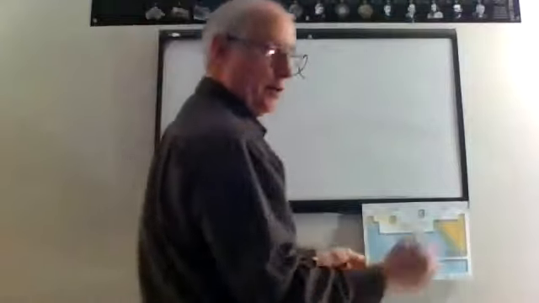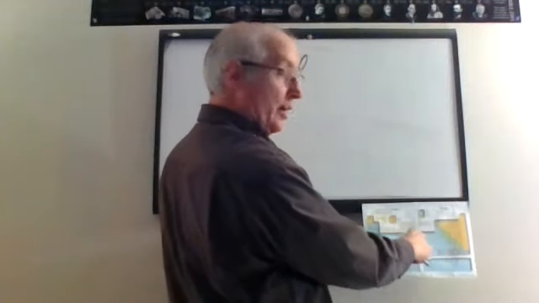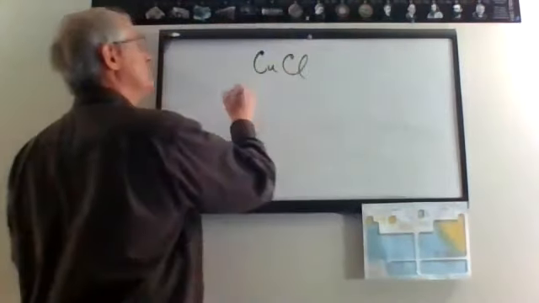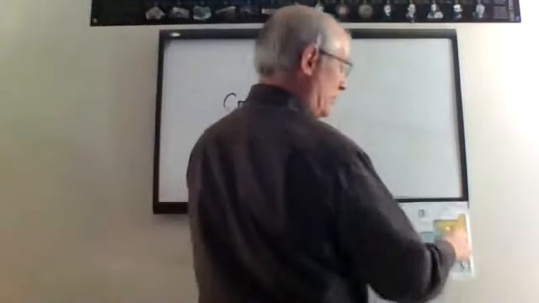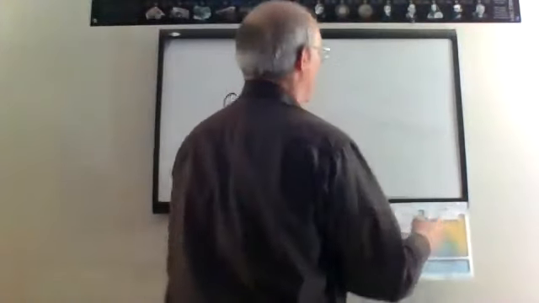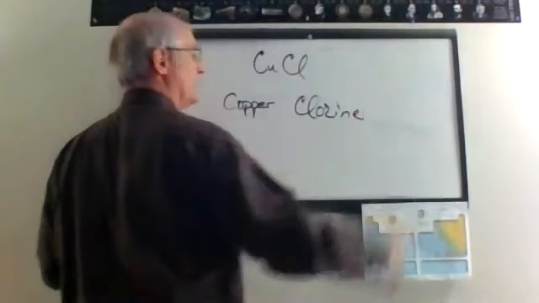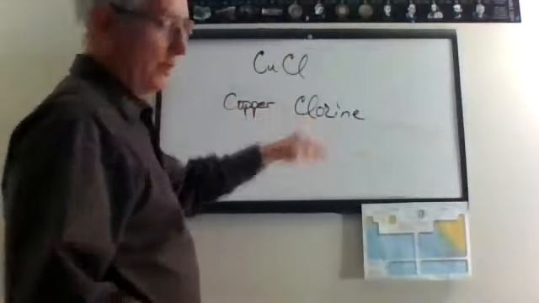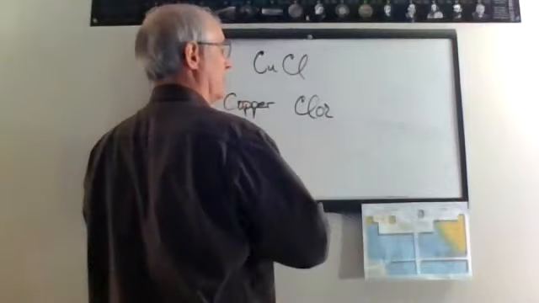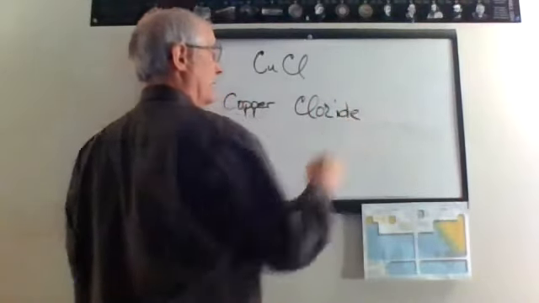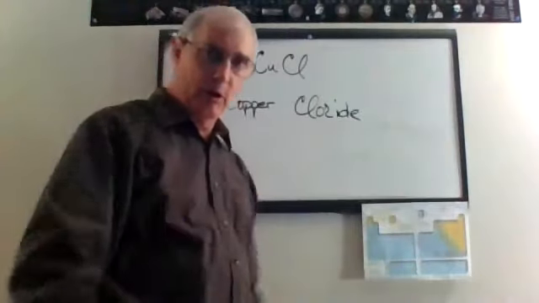Copper is Cu. The hardest part is finding it on the table. So we're going to go over here. Boom, there it is. And copper is Cu. And Cl is chlorine. It's over here. And then we're going to say Cl-O-R-I-N-E. Okay, but it's not copper chlorinide. It's not copper chlorine. It's copper chloride.